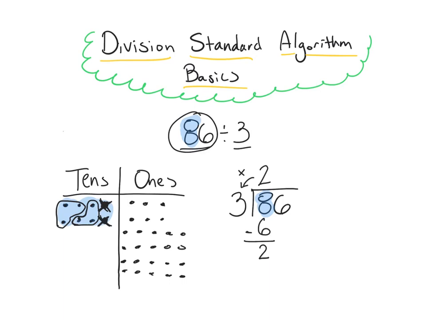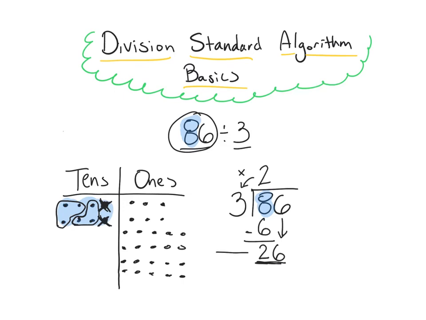I've split up my tens in the groups. I'm good with that. Now I just need to work with my ones. To show that breaking apart on the standard algorithm, all I'm going to do is bring down the 6, put it next to the 2 that I had from before, and now I have 26 ones. So this 26 is exactly the same as this 26 dots right over here.